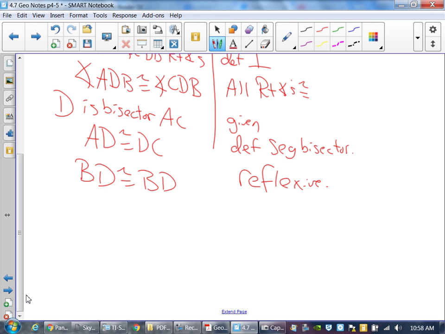And now you have 2 triangles by... Can I say triangles are congruent because of that? No, it's not one of my 5. Side angle side.